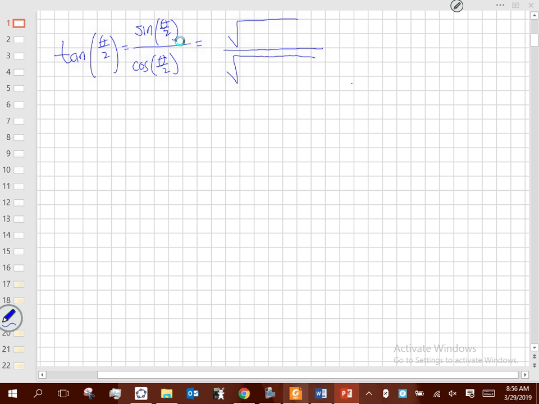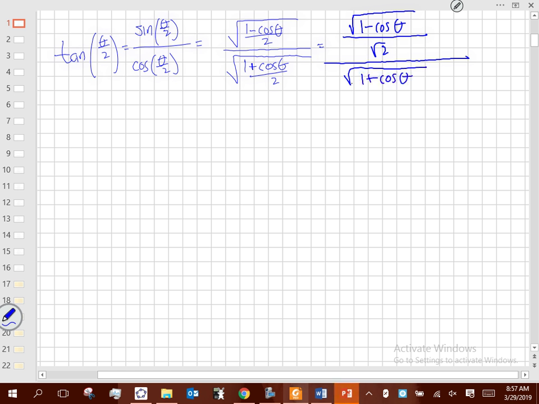So sine of theta over 2 is the square root of 1 minus cosine theta over 2 divided by the square root of 1 plus cosine theta over 2. Now, just to understand, and this is all because of our laws of exponents, can't I write that top one as the square root of 1 minus cosine theta all over root 2? Does that make sense? Can I write this bottom one, oh sorry, this one's a positive, as the square root of 1 plus cosine theta all over root 2? That makes sense? You've got fractions inside a root, you can separate them, right?